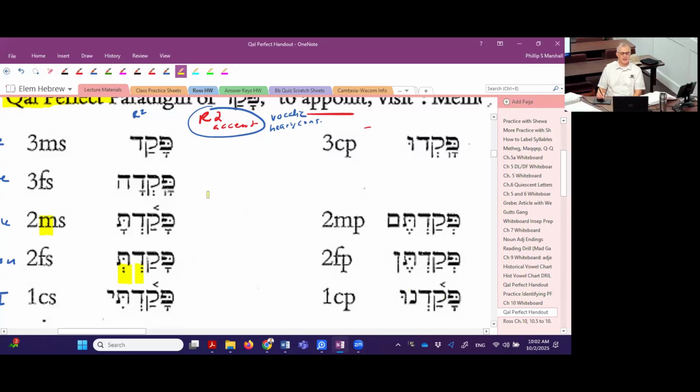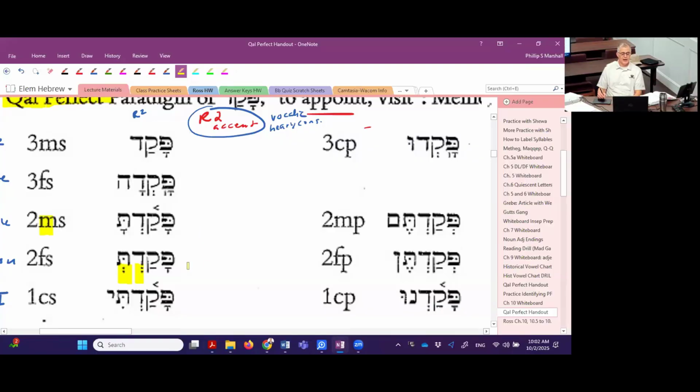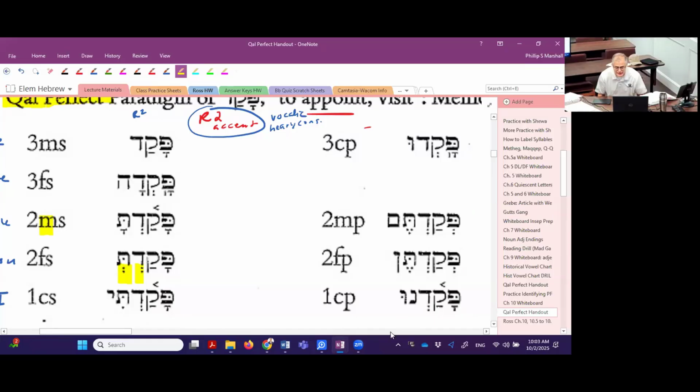So let's sing it one more time. Ready? Pakat pakada pakata, pakat pakati, pakadu pakatem pakaten pakadnu. That's the cow perfect conjugation. All right. Good. I should make you sing it without me. Oof. But I won't. But practice, practice, practice.